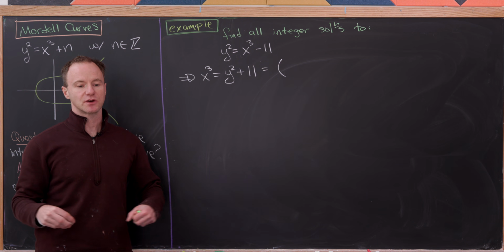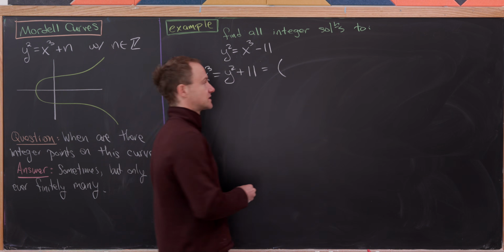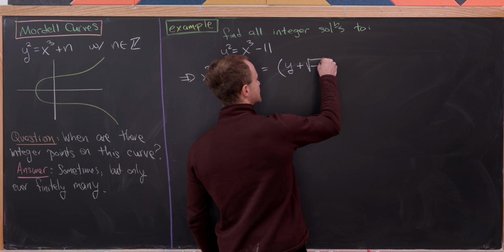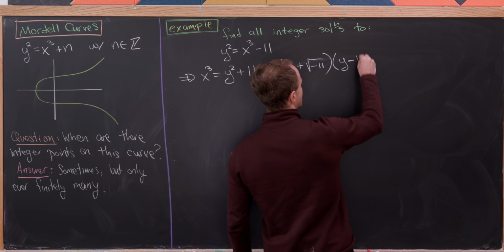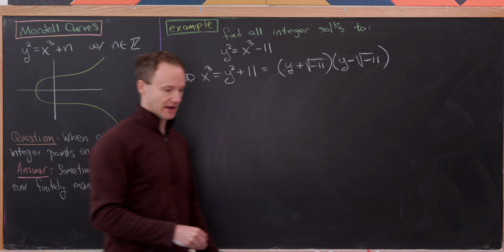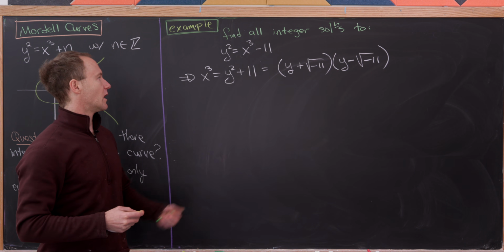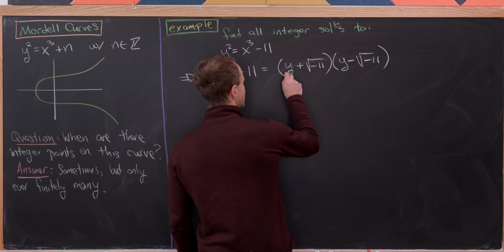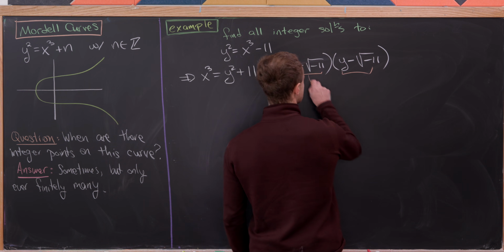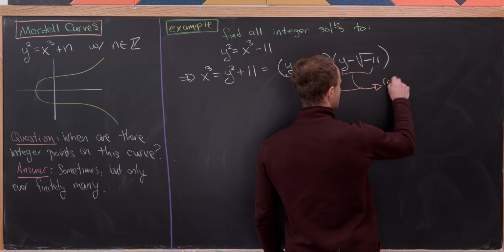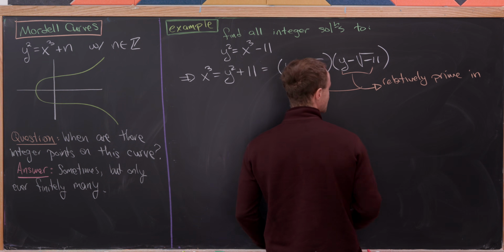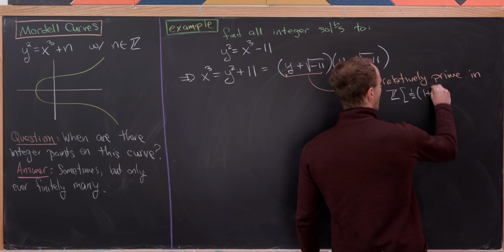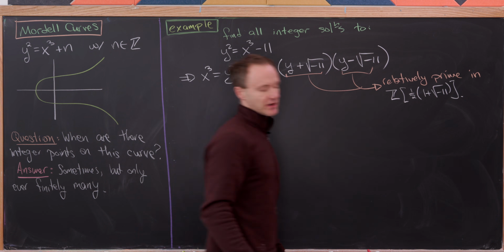So that's the trick here, is we need to work in an extension of the integers, a so-called quadratic extension. So we can factor this as y plus the square root of minus 11 and y minus the square root of minus 11. So what have we done? Well, we factored a perfect cube as the product of two numbers, and the important thing is that these two numbers are relatively prime in the extension of the integers that we're working in, which is Z adjoined 1/2 times 1 plus the square root of minus 11.